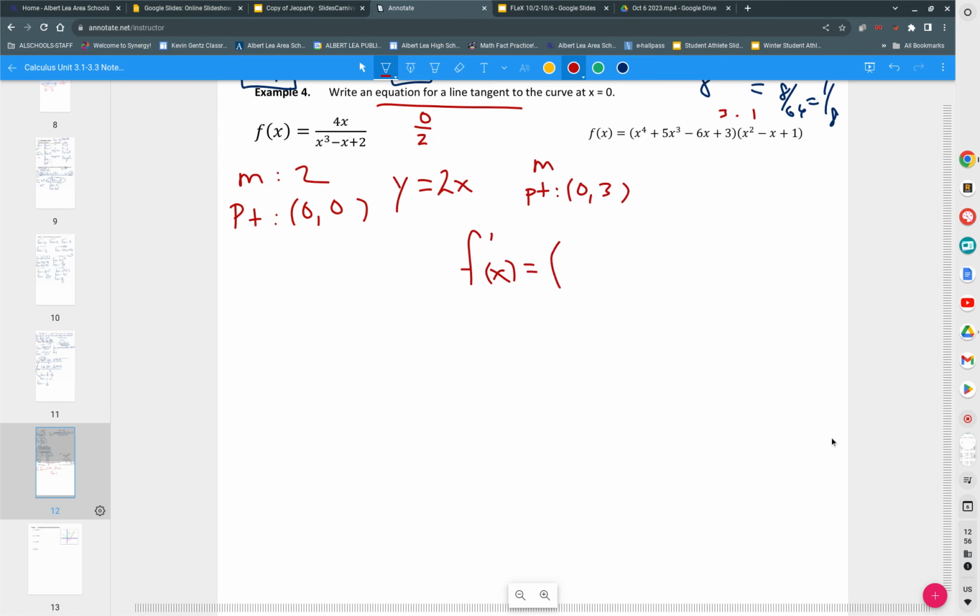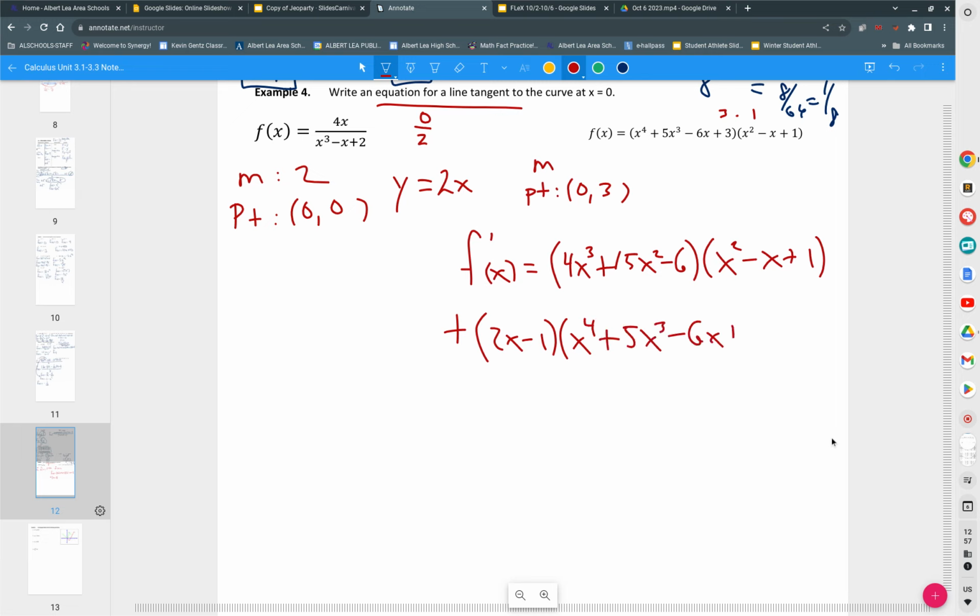What's the derivative of the first part? 4x plus 15x, times the x squared minus x plus 1, plus 2x minus 1 times the x fourth plus 5x cubed minus 6x plus 3. Sweet. Looks like really a difficult problem at that point, right? When you show other people that, like, whoa! And we can make it difficult. I could choose an x value of like 1.6. That'd be kind of a pain in the butt, wouldn't it?